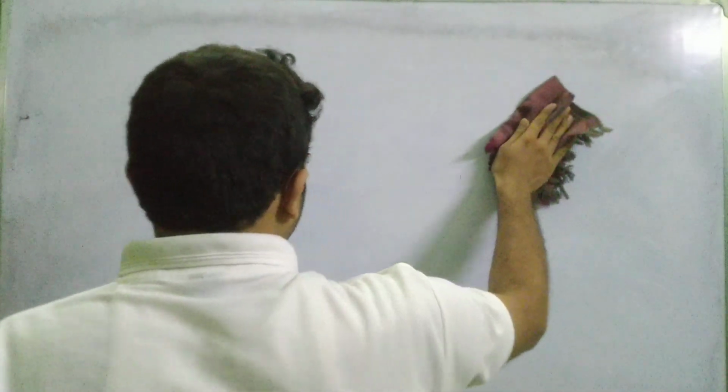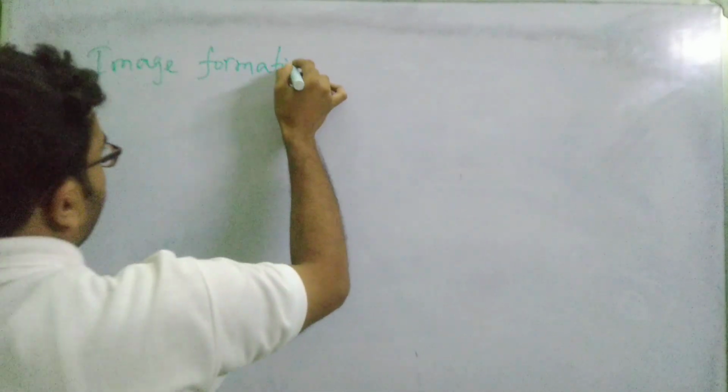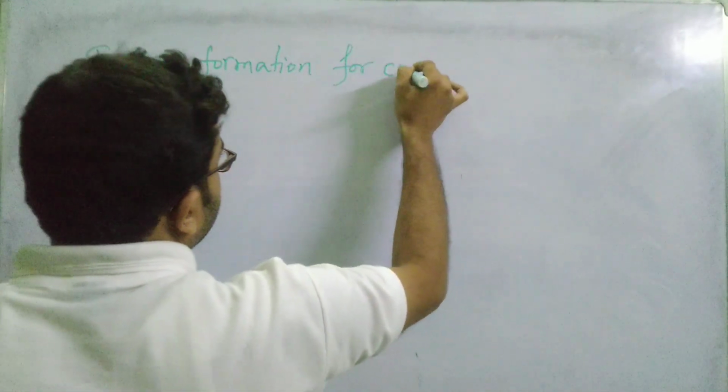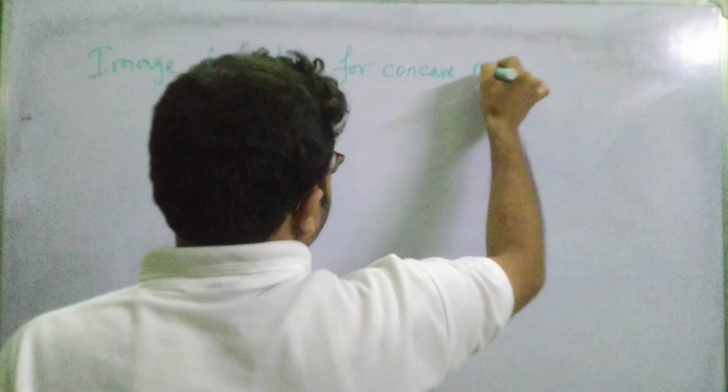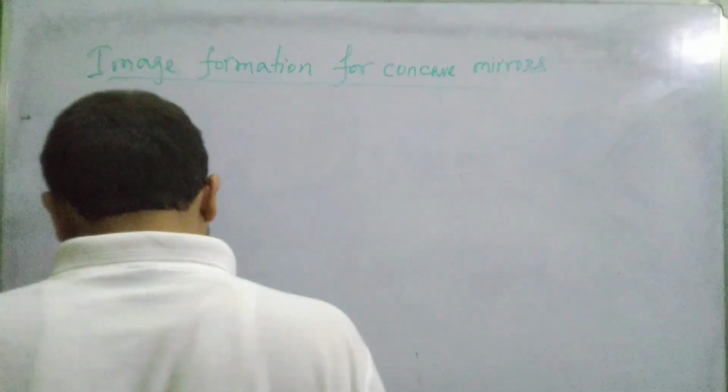Okay, so as we know, there are two kinds of mirror, concave and convex. First we will be discussing the image formation in case of concave mirrors. Okay, so take out your pen and make the heading, image formation for concave mirrors. Okay, so let us see what kinds of images are formed for different positions of the object in case of a concave mirror.